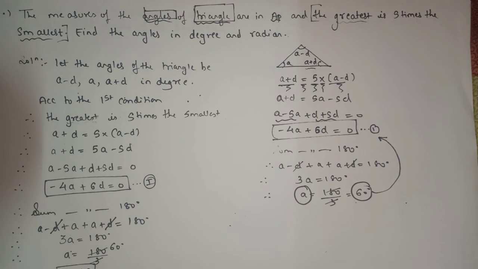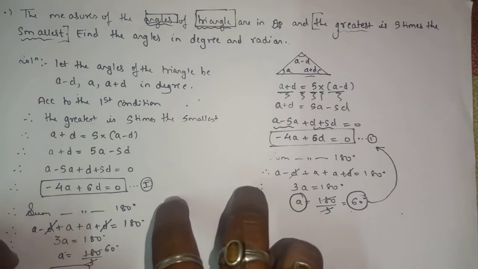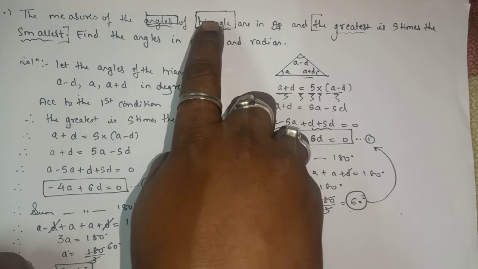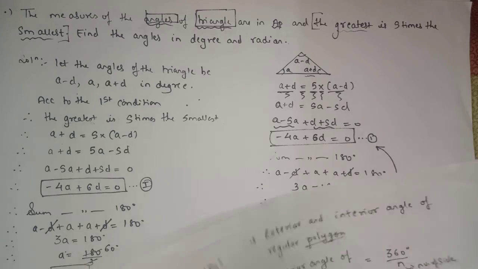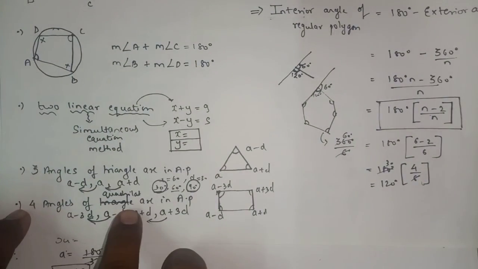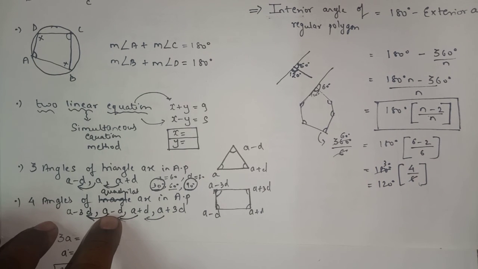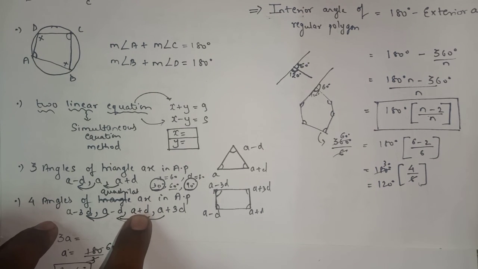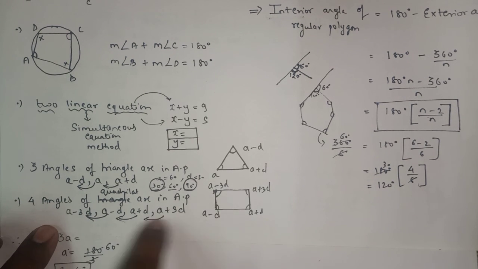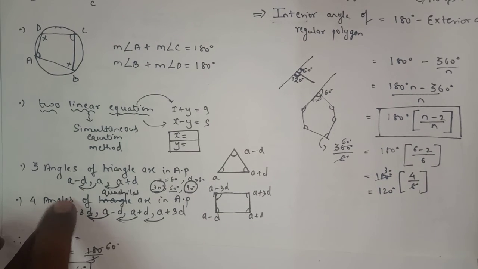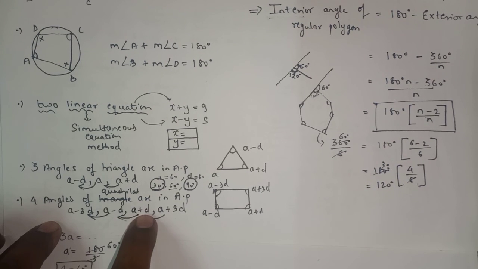In the next video we're going to see the same type of sum, but the triangle will be replaced by the word quadrilateral. We know that when the four angles of a quadrilateral are in AP, the first angle will be A minus 3D, the second will be A minus D, the third will be A plus D, and the fourth will be A plus 3D. Please don't change the sequence. You have to take the sequence like this only: A minus 3D, then A minus D, A plus D, and A plus 3D.